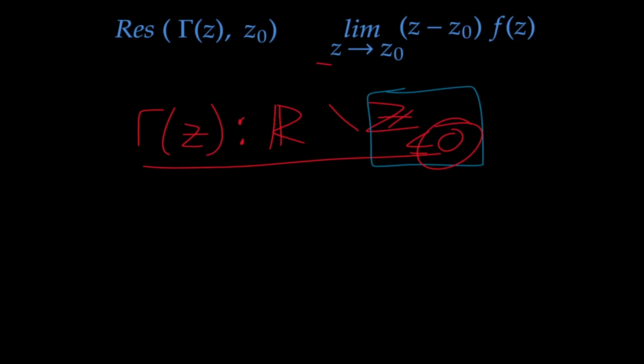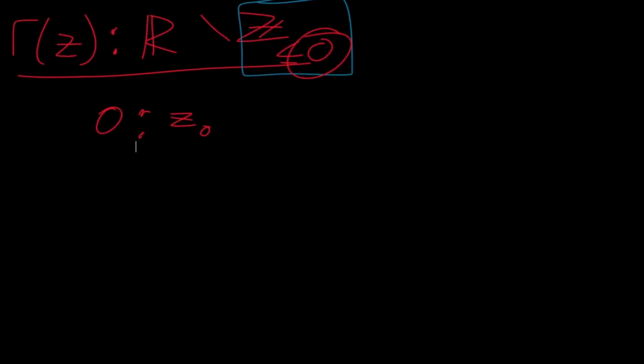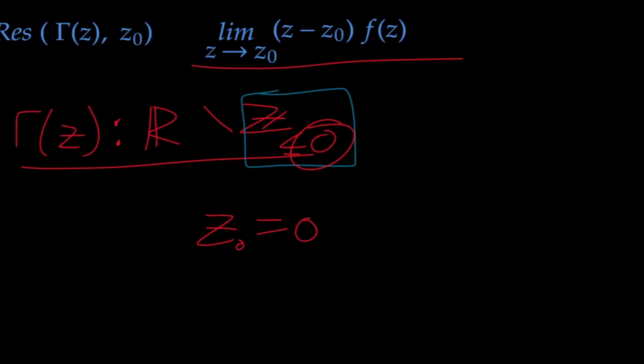Well, we have this handy definition that I pasted right here, so let's use that. We know that z naught in this first case, case 0 actually, is equal to 0. So for the case z naught equals 0, what do we have? The residue of our gamma function at 0, I'm just going to scoot this on over.